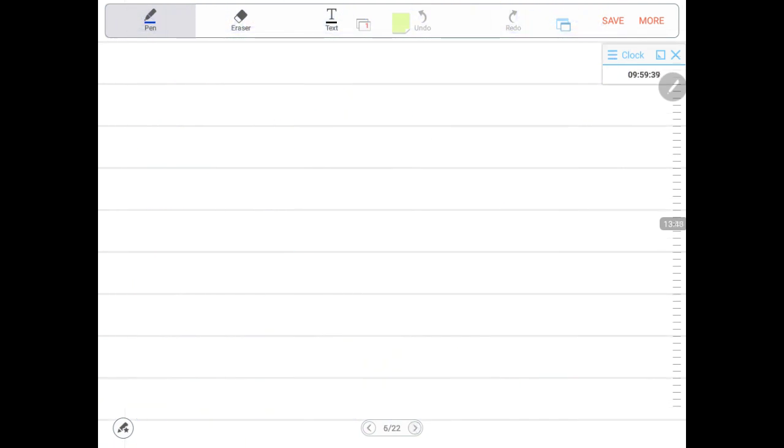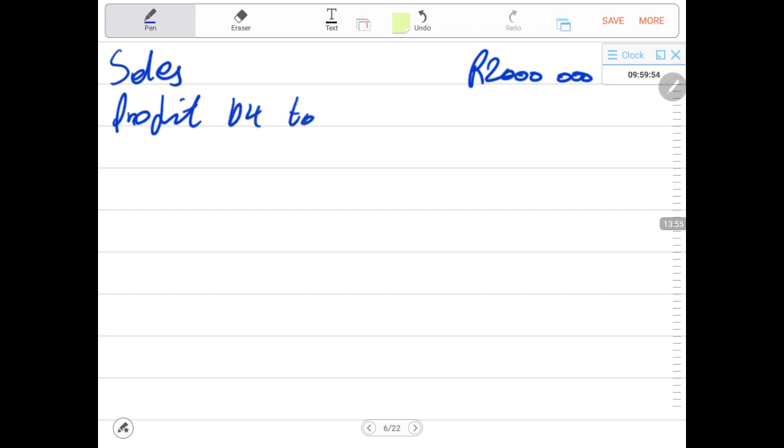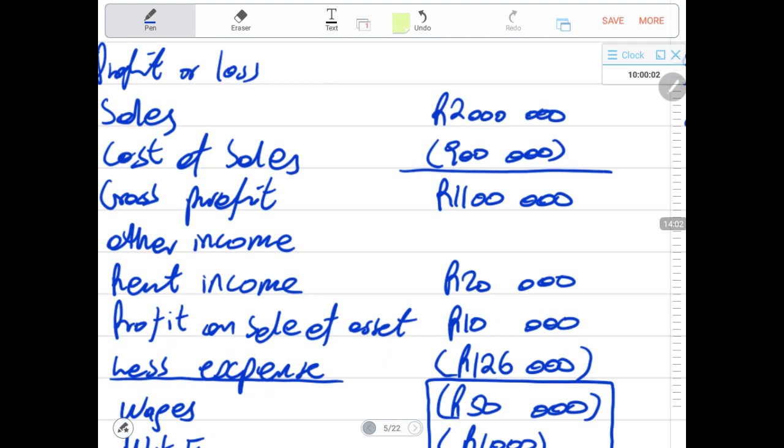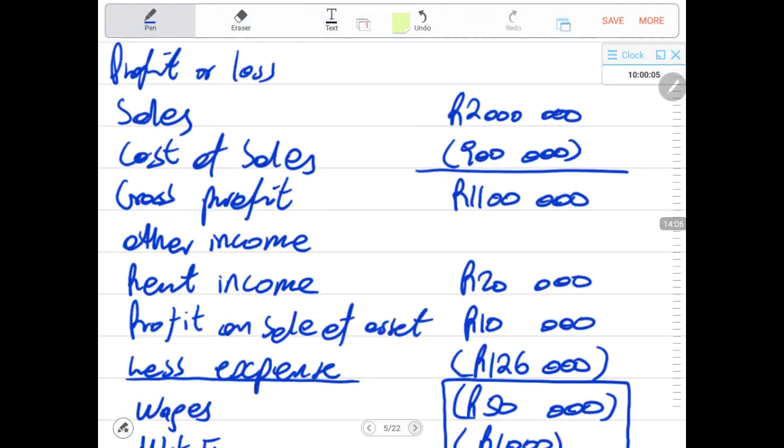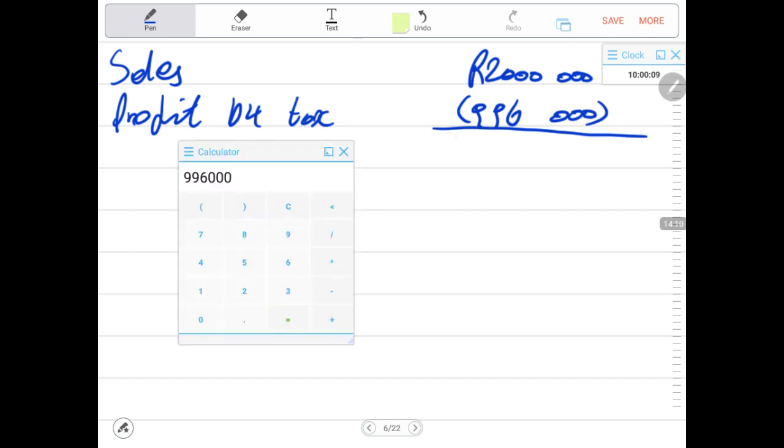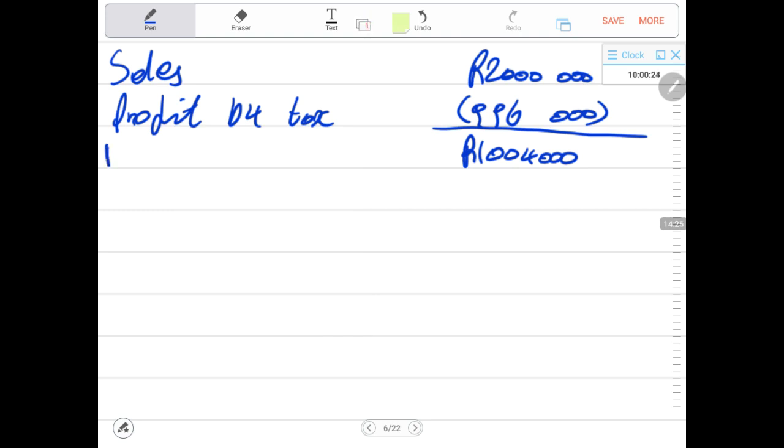Now we are doing the reconciliation based on my own example. We'll say our sales or revenue, it is 2 million, minus profit before tax. Profit before tax, it is 996,000 rands. Yes, the one that is correct there. Then we do the calculations and we say minus 2 million. We get to an amount of 1,004,000. We can see that this is our net expenses and cost of sales.